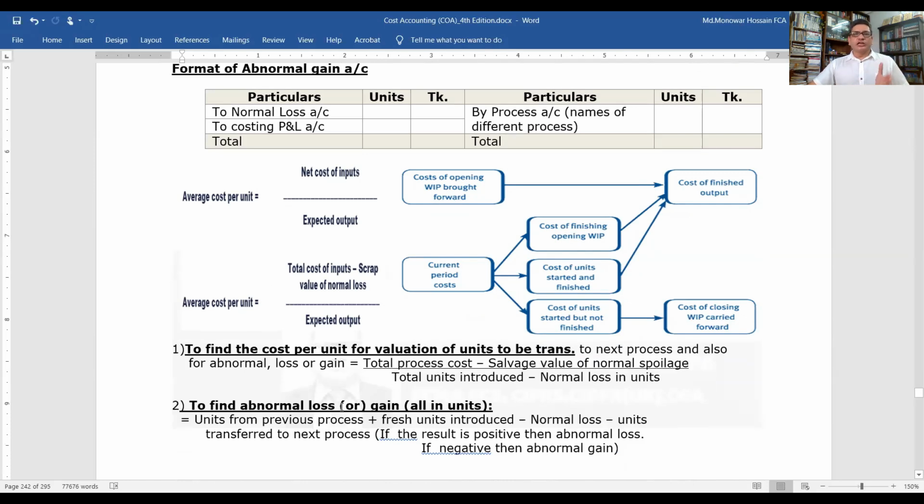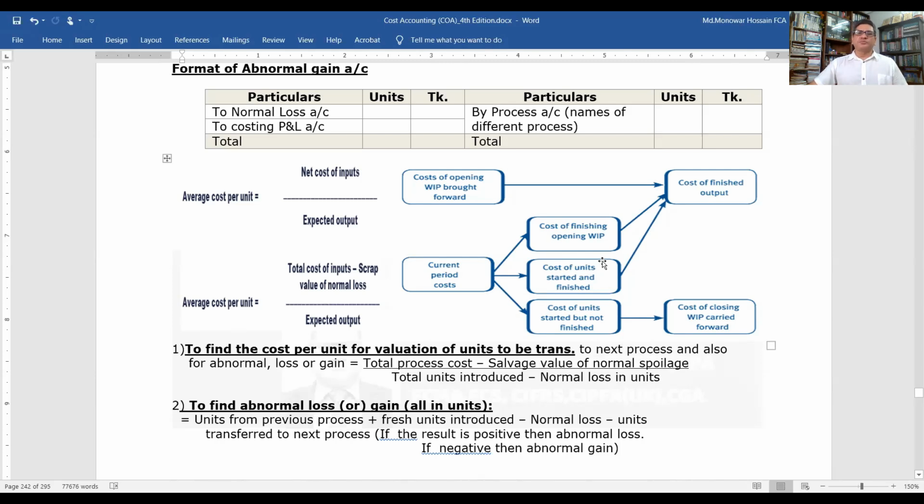Even the cost per unit you can calculate as total cost of input minus scrap value of normal loss, divided by expected output. So the cost of opening work in process brought forward goes to the cost of finished goods, and the current period cost of finished opening work in progress, the cost of units started and finished, and the cost of units started but not finished. The cost of units started but not finished is the cost of closing work in process. Started and finished is the total cost of finished output.